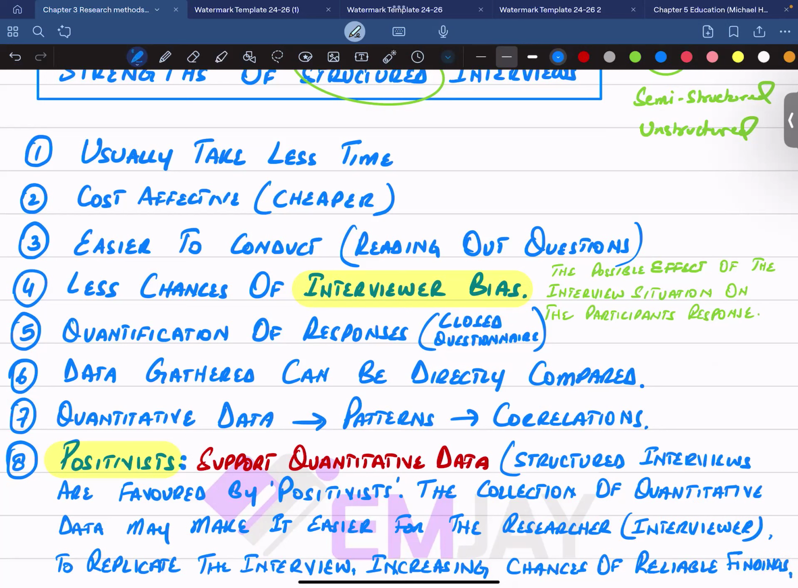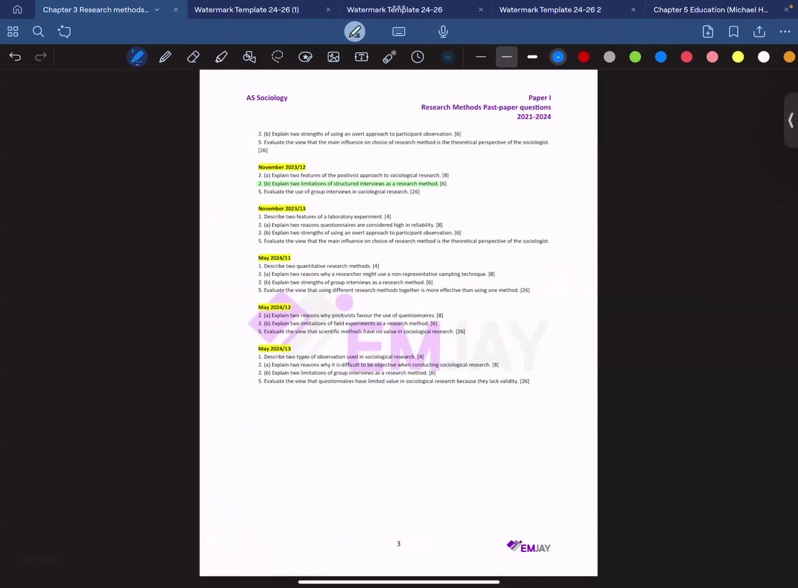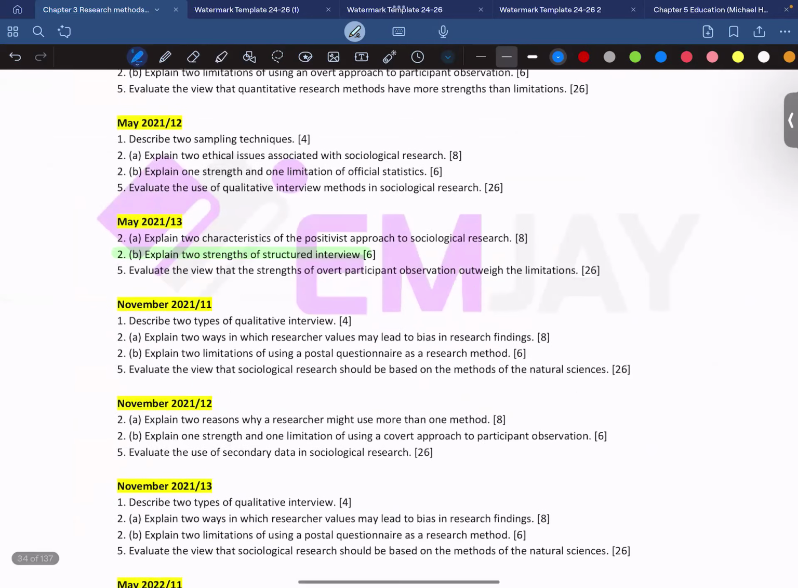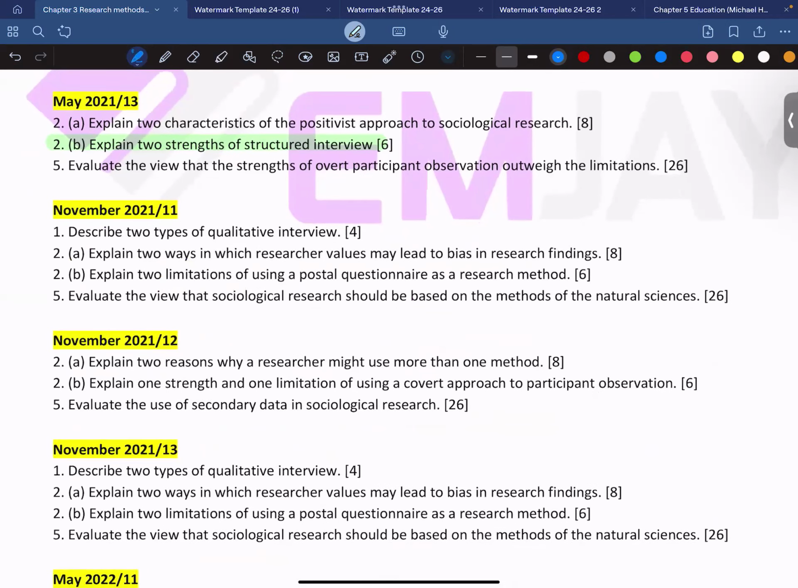Now, I would want to take you back and show you a question that we have had on structured interviews in May, June 2021. Question number 13. The question that you all see over here is, explain two strengths of structured interviews. Now, this happens to be a 6-mark question. And for a 6-mark question, remember, because the examiner is asking you about any two strengths, like I keep on telling students, consider this as two different questions of 3 marks each.